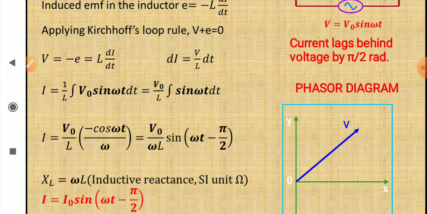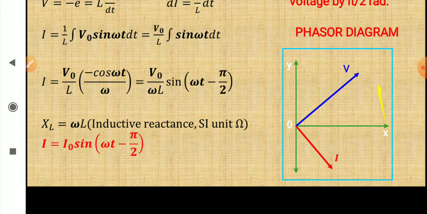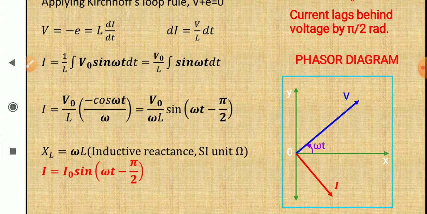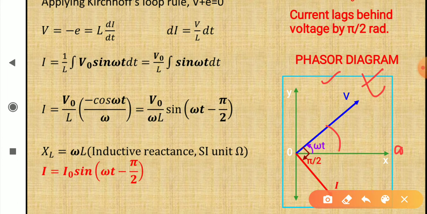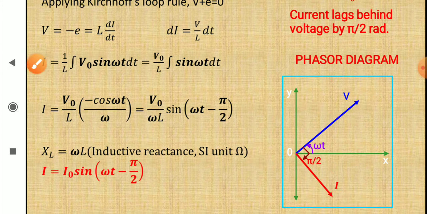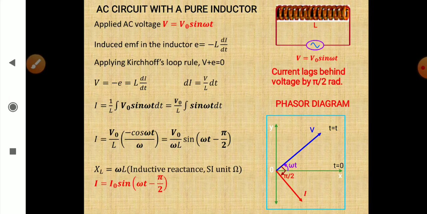Look at it. If the voltage is represented by this vector, and the position at t is equal to 0 is this, then at time t, voltage is along this direction with angular displacement omega t, then current will be behind it. You see, current is 90 degree behind it. We are moving anti-clockwise like this. In this situation you can see that the current is shown by this relation. So t is equal to 0 and t is equal to t.